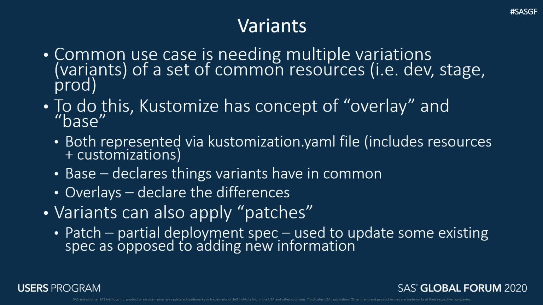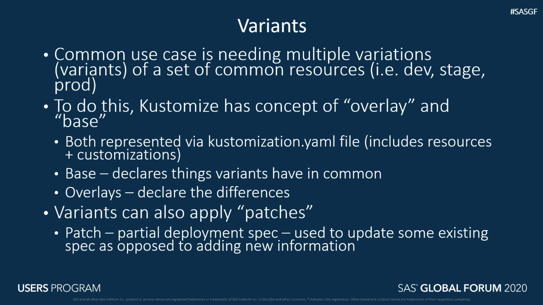Variants: a common use case is needing multiple variations or variants of a set of common resources, dev, stage, prod, for example. To do this, Kustomize has the concept of overlays and bases. Both are represented via a customization YAML file, including resources and customizations. Resources meaning the things that I read in, the original files. The customizations, the things that I'm doing to them to update them. So the base declares the things the variants have in common, the common starting point, the common set of files we want to start with. The overlays declare the differences.